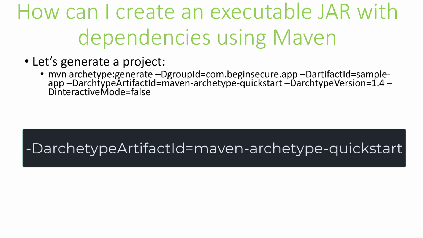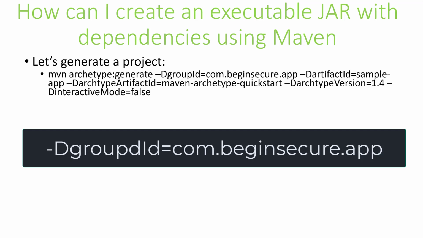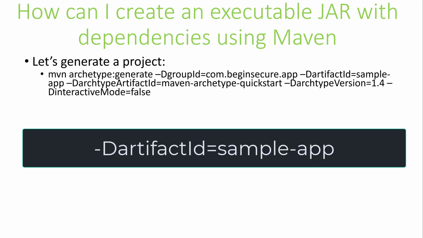We'll also specify the details of the application we plan to construct. This information includes the group ID, artifact ID, and version, often abbreviated as GAV. The group ID uniquely identifies a project across all other projects. This will often be the same as the package structure of your application. In our case, we're using the package name of com.beginsecure.app. The artifact ID is the name of the jar to be created without a version. In our case, we'll be using the name sample-app.